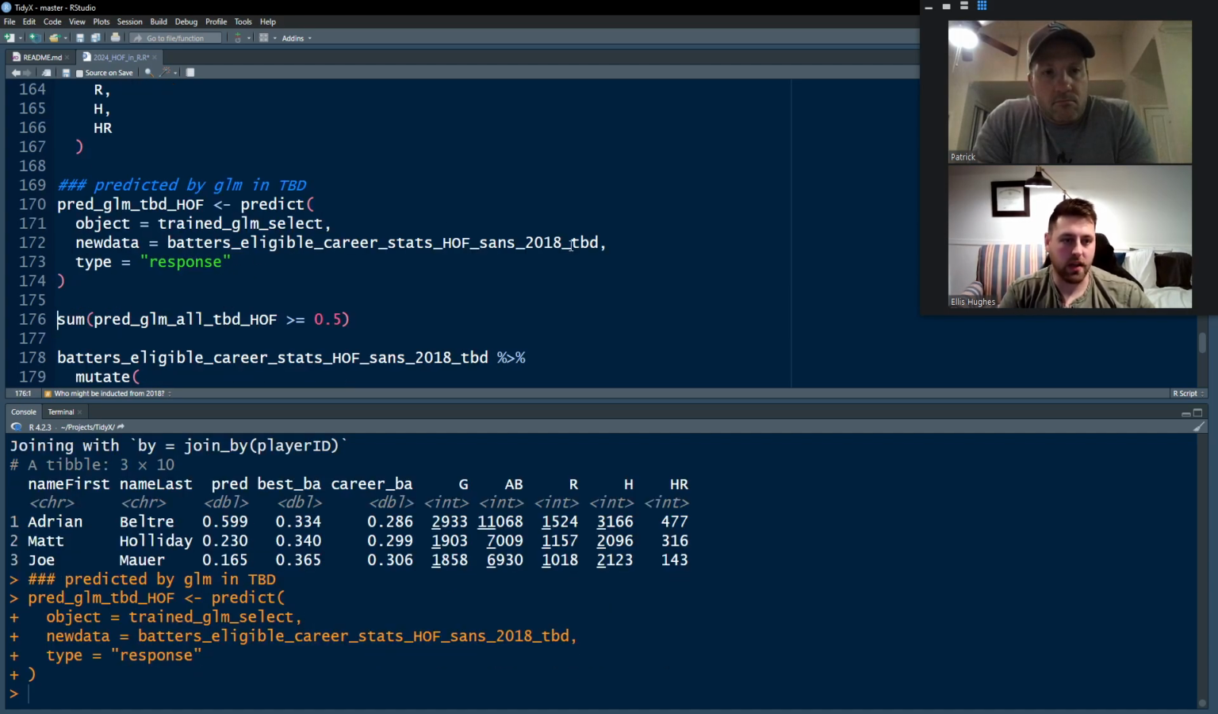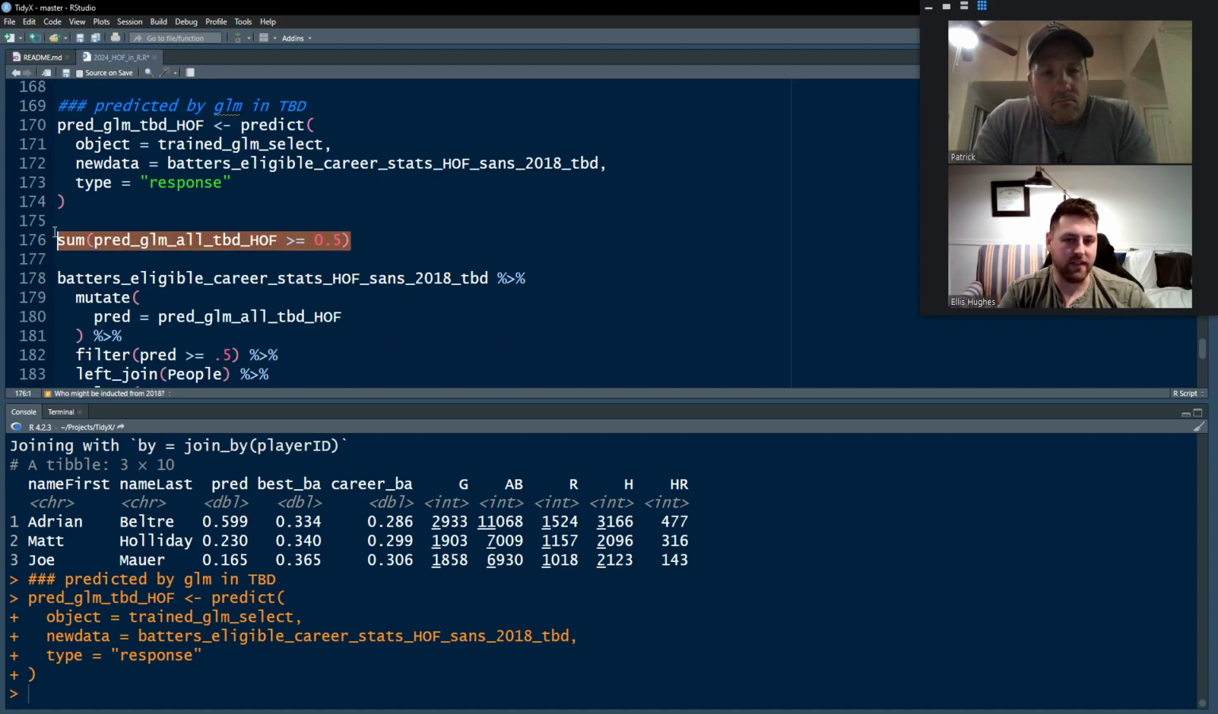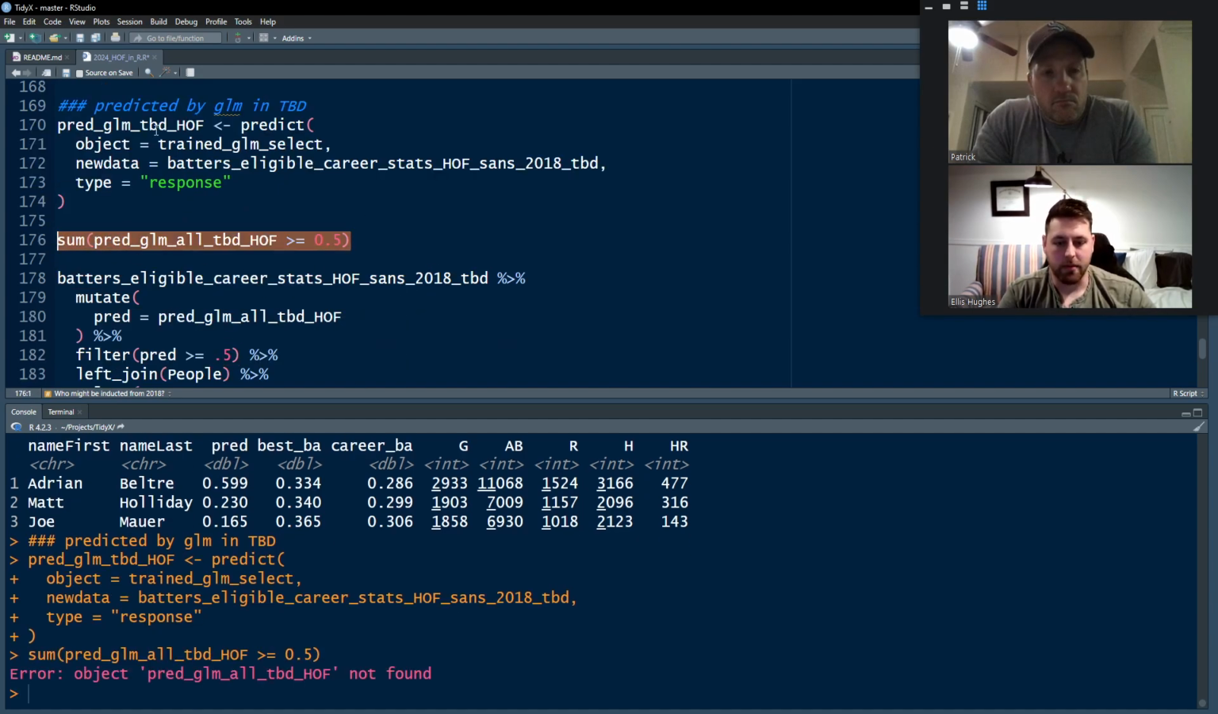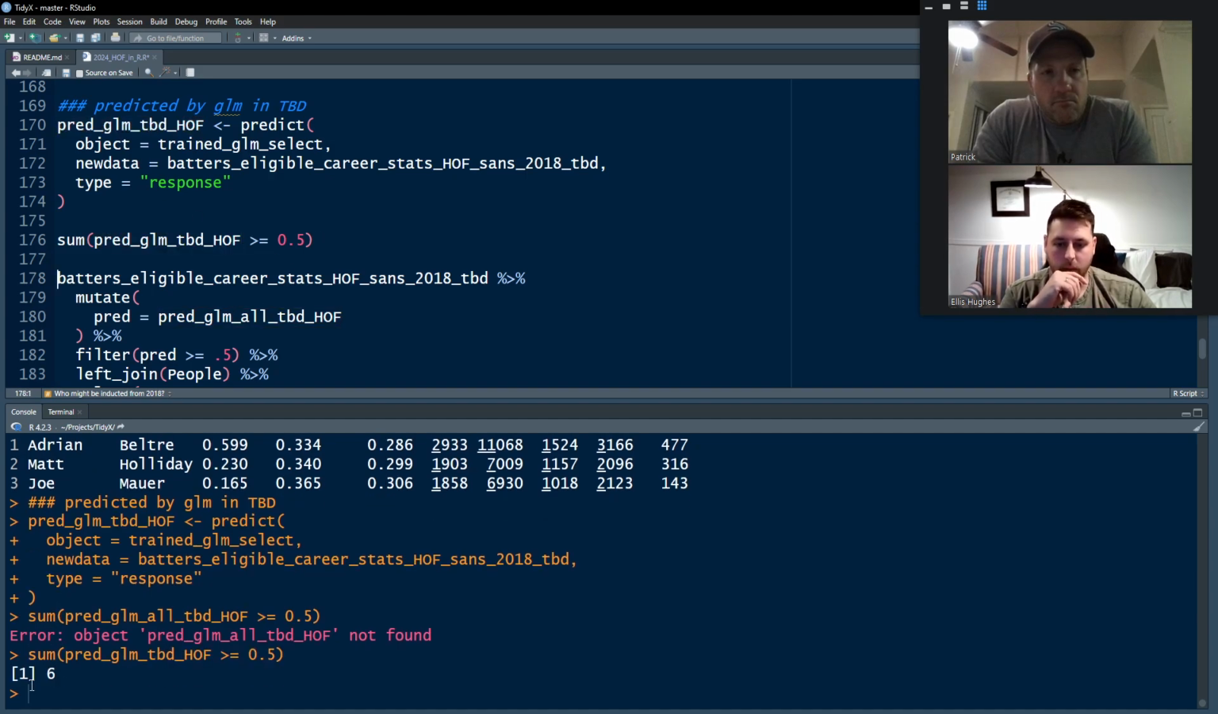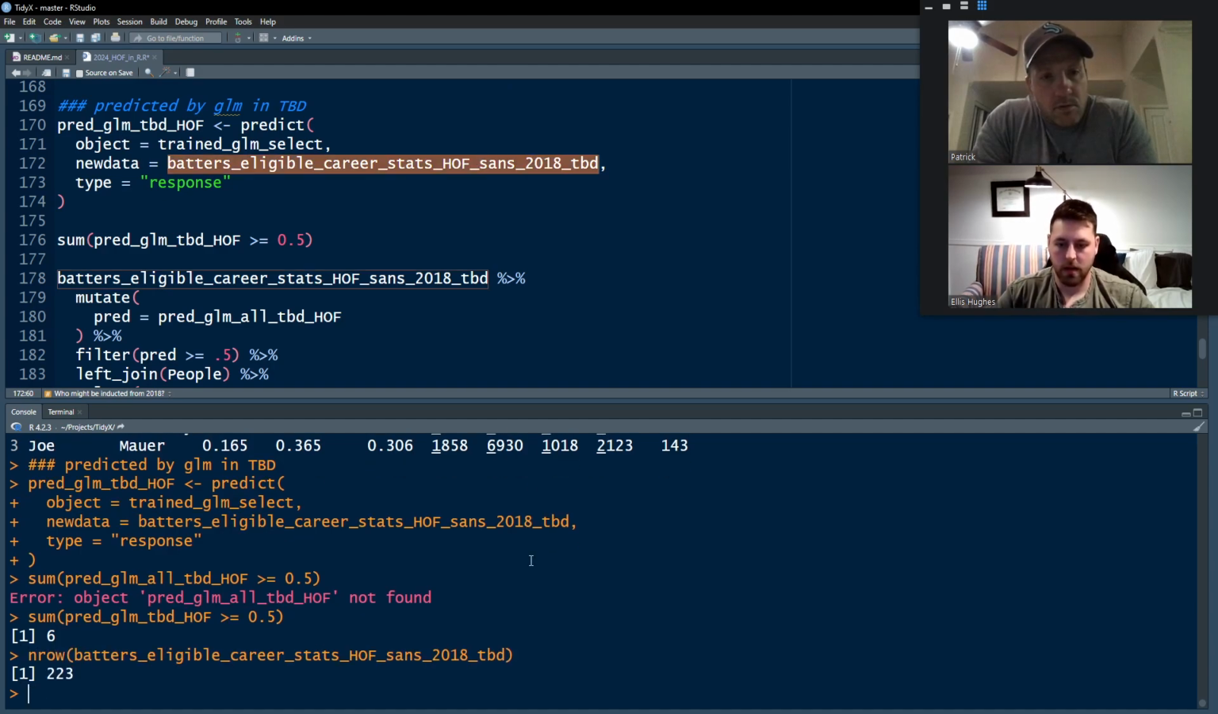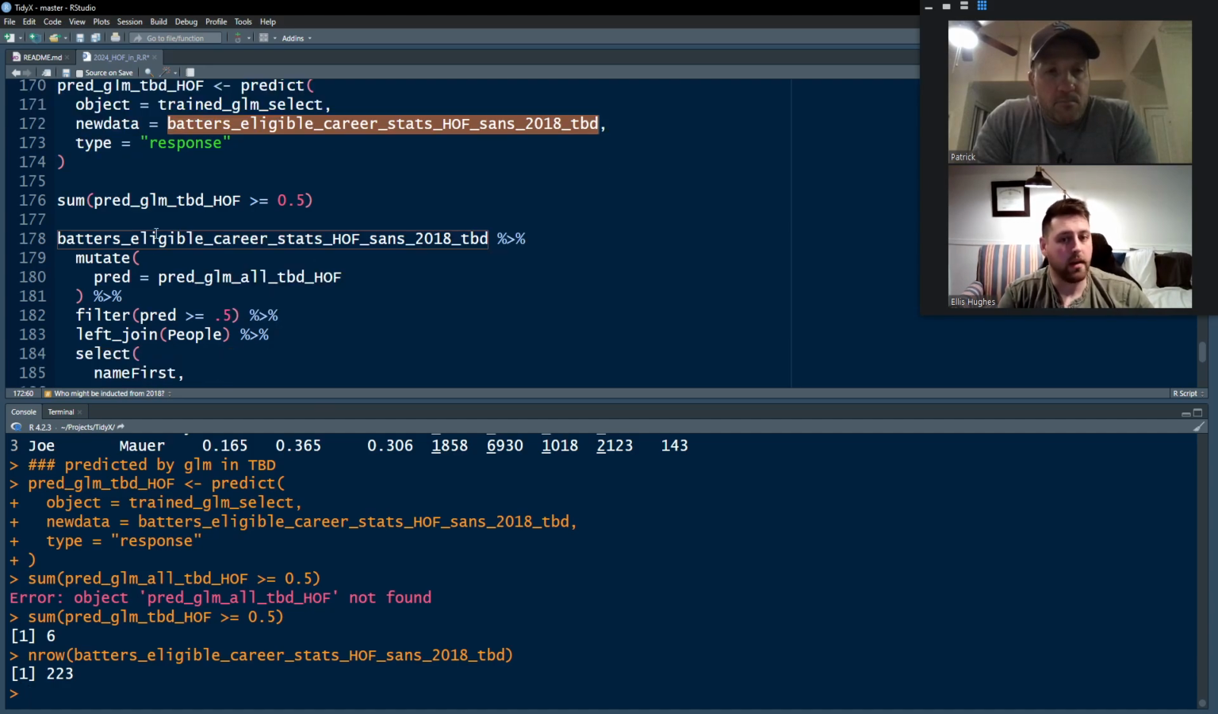So we can run this on the TBD data set. And this time I'm going to just leave it as a 0.5 prediction. And we're saying 6 of these 223 folks that are still technically eligible are going to get it. So who are they? So let's take this data set here.